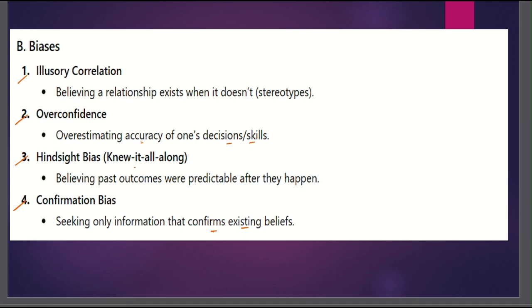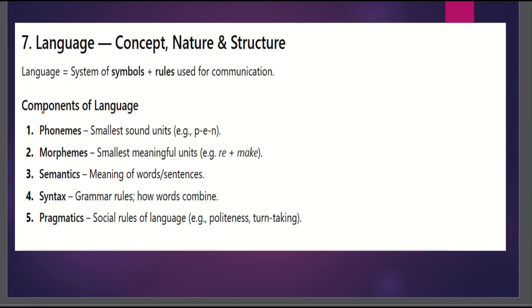Language is a system of symbols and rules used to communicate. It has phonemes, morphemes, semantics, syntax, and pragmatics. A phoneme is the smallest sound unit. A morpheme is the smallest meaningful unit. Semantics is the meaning. Syntax is grammar rules. Pragmatics is the social use of language.